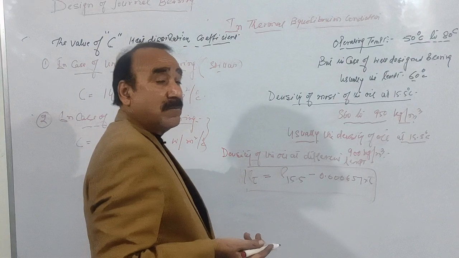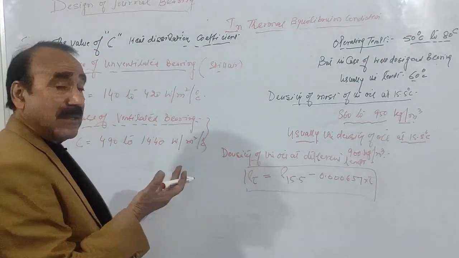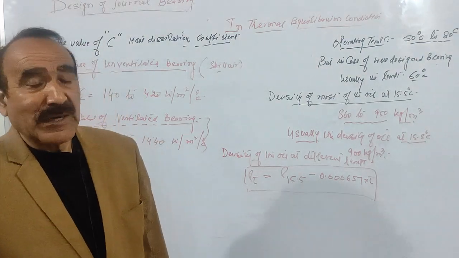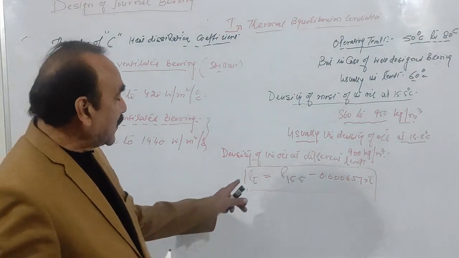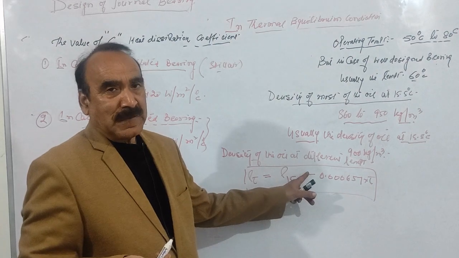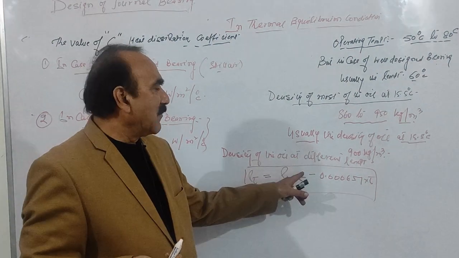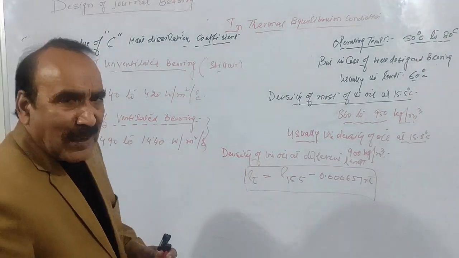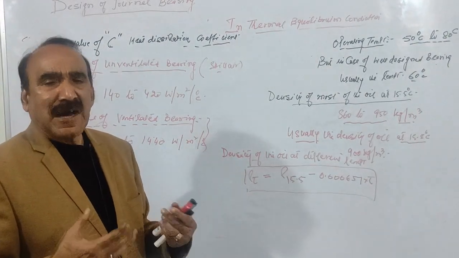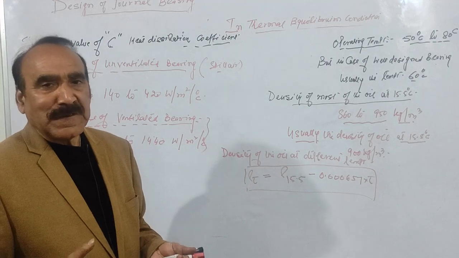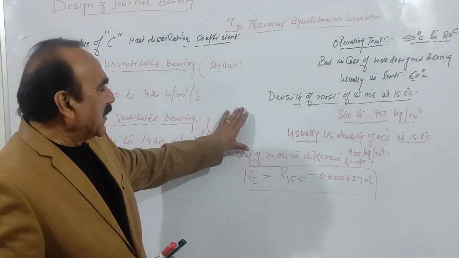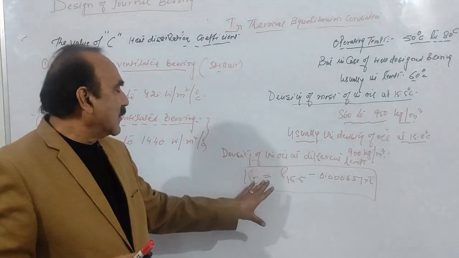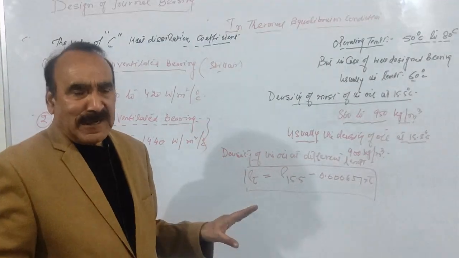So if the density at 15.5 degree centigrade is given, and you want to calculate the density at different temperatures, this formula you can use, right? So I'm writing each and every formula, whatever is coming here. Rest, the bigger formula, Sommerfeld number and the other things, this is already explained to you, right? There are some certain things which need to be explained, and that I am explaining.